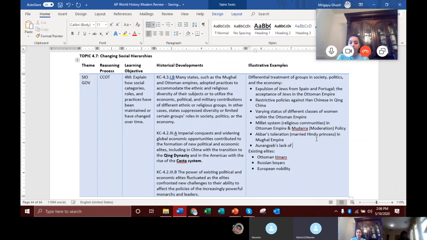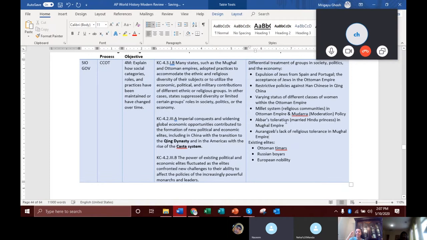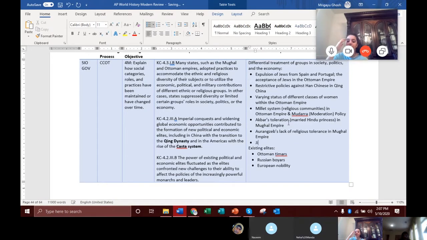Aurangzeb, lack of religious tolerance in the Mughal Empire. No, you should just put Aurangzeb's thing. That's what you should say. Oh, you can also put the jizya in the Ottoman Empire. Jizya for non-believers.